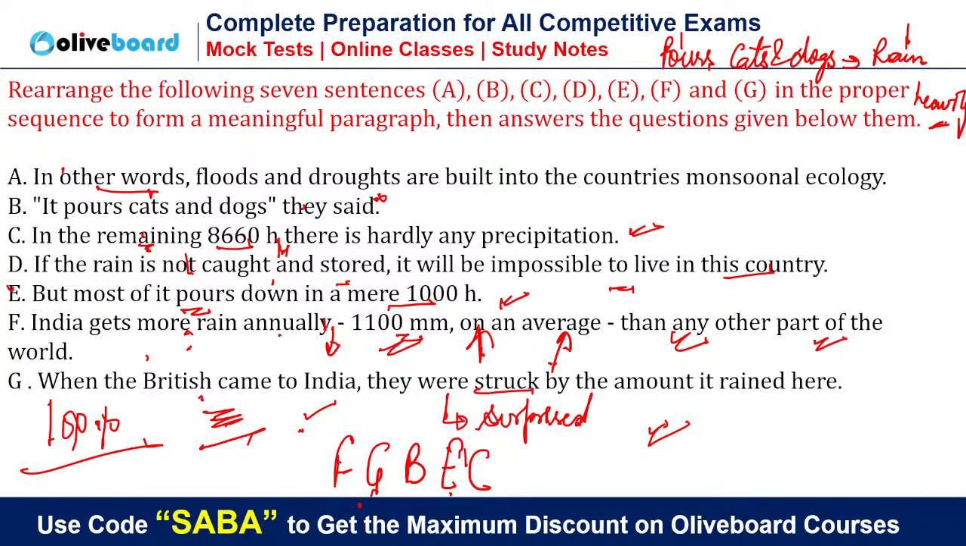So FGBEC, then what will come? If the rain is not caught and stored, it will be impossible to live in this country. In other words, floods and droughts are built into the country's monsoonal ecology. Very easy. Is there anybody who got this arrangement? FGBECAD. But everybody got it wrong, because of that F pairing your sentences.